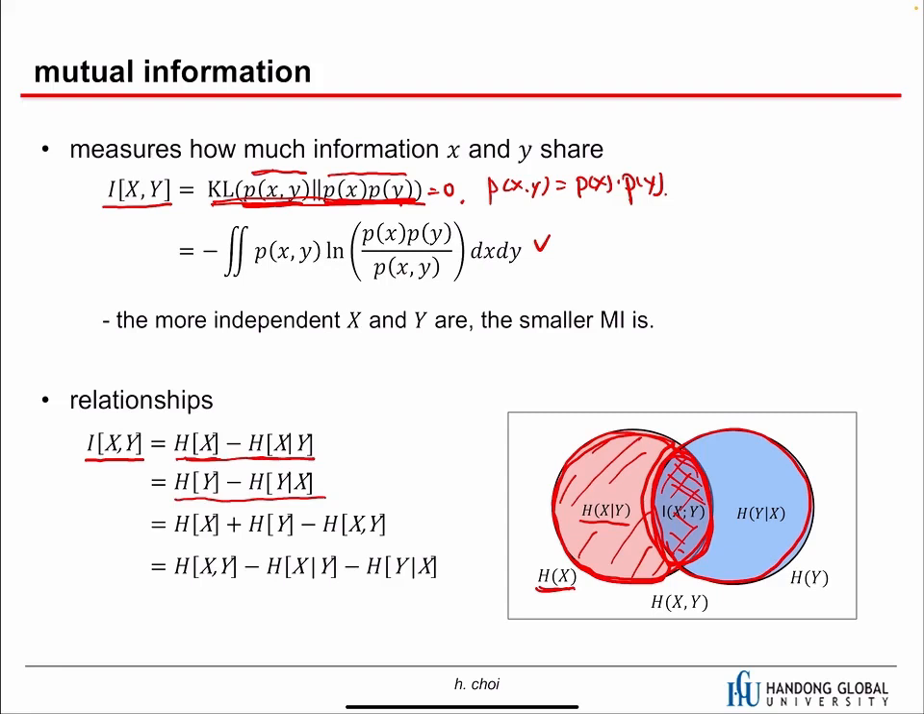Or if you look at this Venn diagram, H(X) plus H(Y) means we count this part twice. Then H(X,Y) means the information of X and Y, so it corresponds to the union of these. And as I said, H(X) and H(Y) count this area twice, so this sum minus H(X,Y) means this mutual information part, etc.